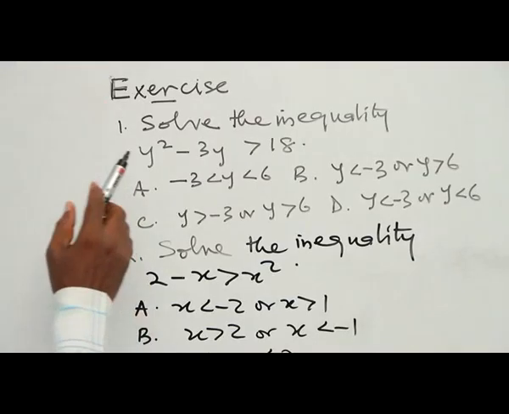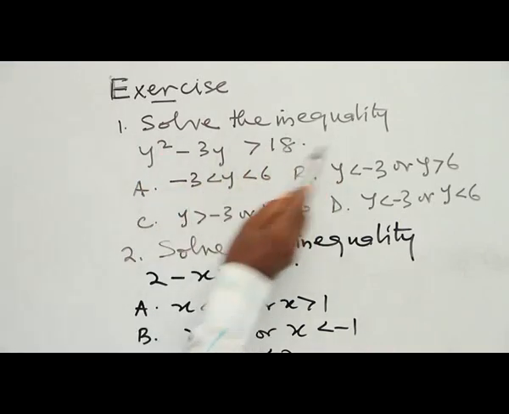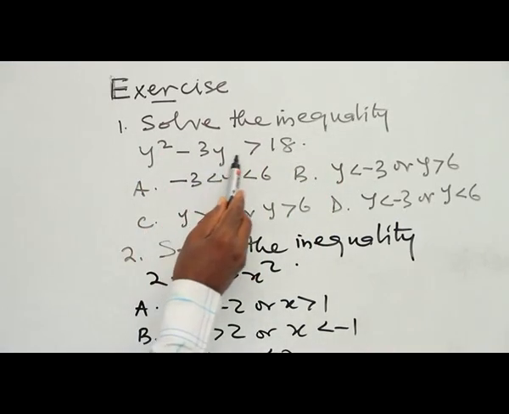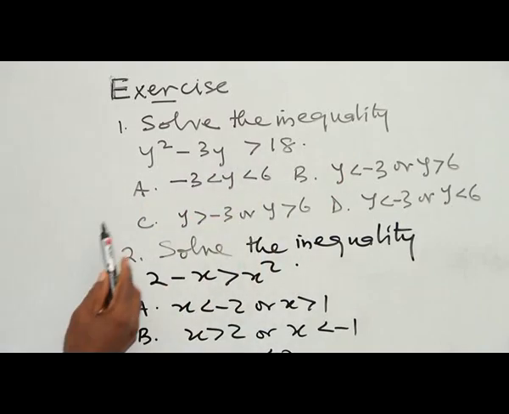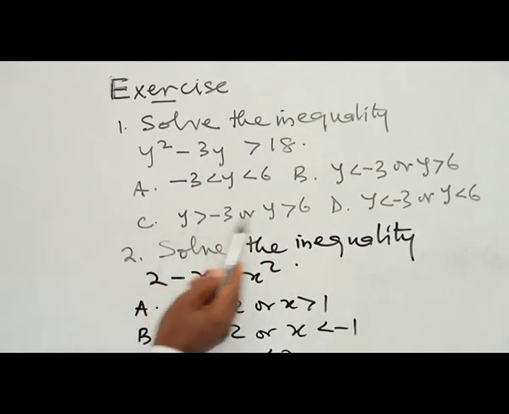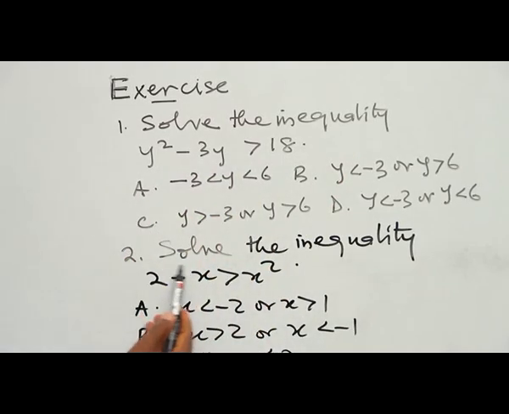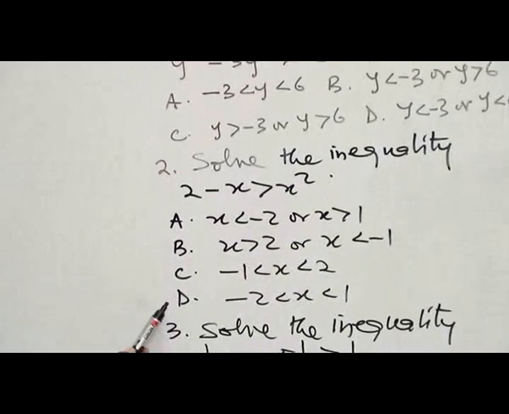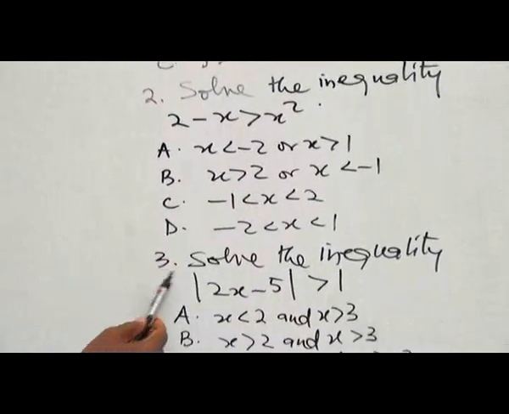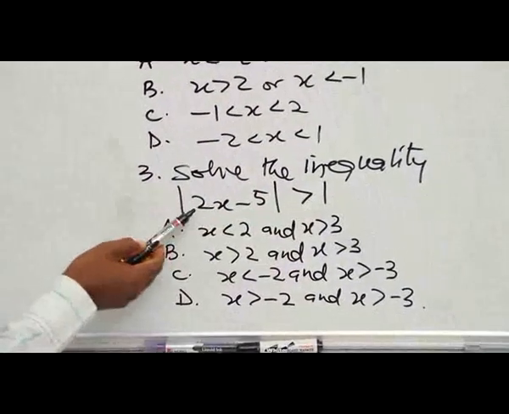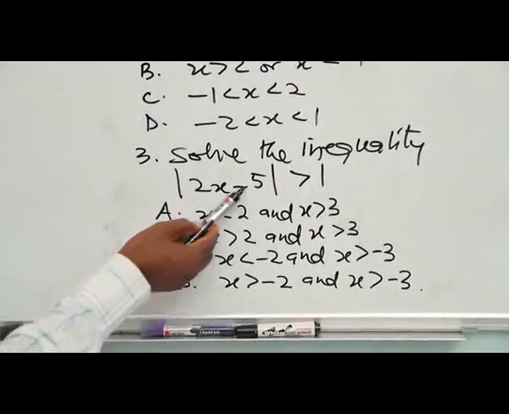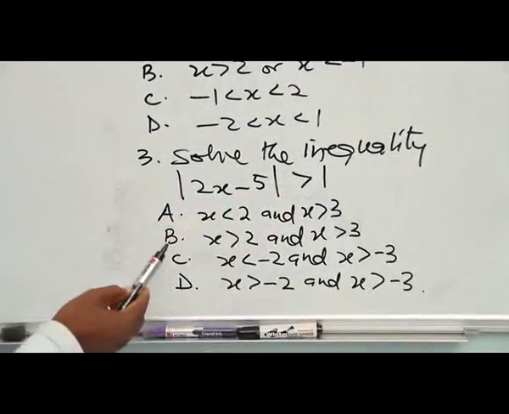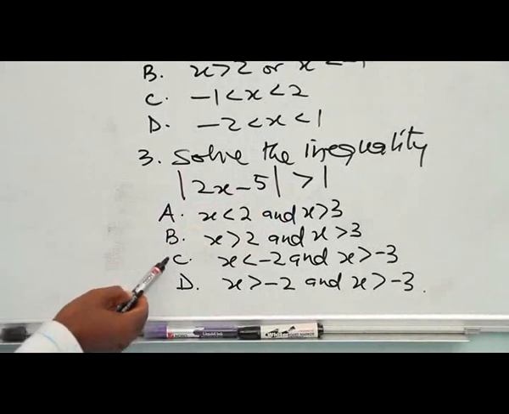Exercise number 1. Solve the inequality y squared minus 3y greater than 18. The options A, B, C, and D. The second one, solve the inequality 2 minus s greater than s squared, and you have options A, B, C, D. The third one is solve the inequality modulus of 2x minus 5 is greater than 1. And we have options A, B, C, and D.